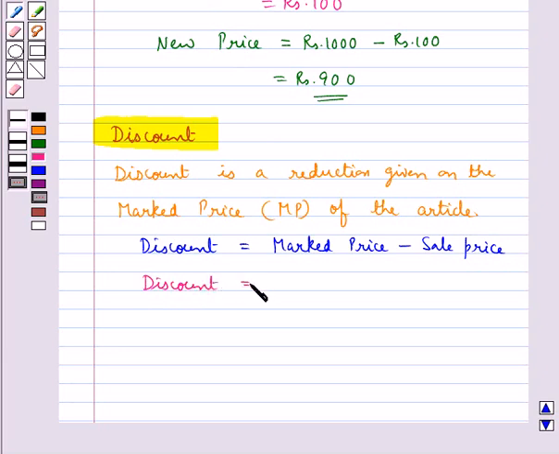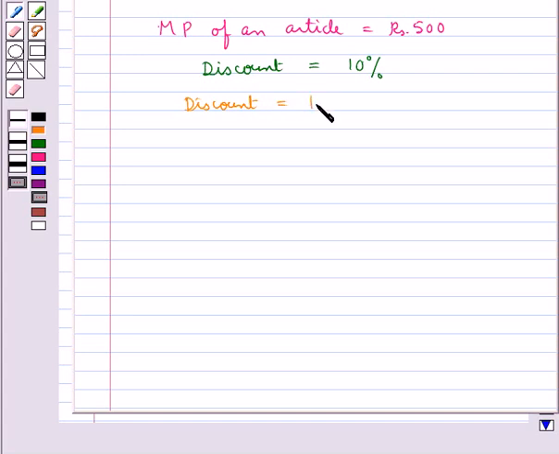Then we have discount is equal to discount percent of the marked price. Consider that the marked price MP of an article is given as rupees 500 and the discount given on this article be 10%. First, let's find out the amount of discount given on the article. Now, the discount is equal to discount percent, that is 10% of the marked price, that is rupees 500. Now, this is equal to rupees 10 upon 100 into 500, which is equal to rupees 50. Thus, the discount given on the article is rupees 50.